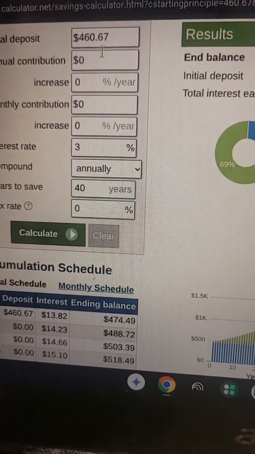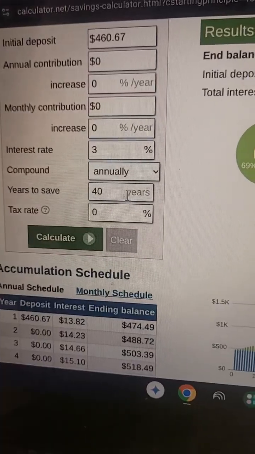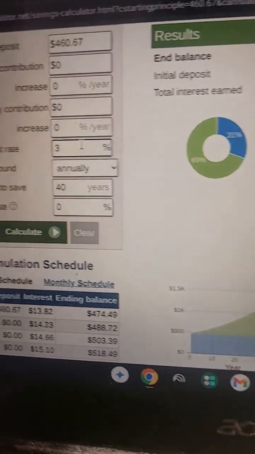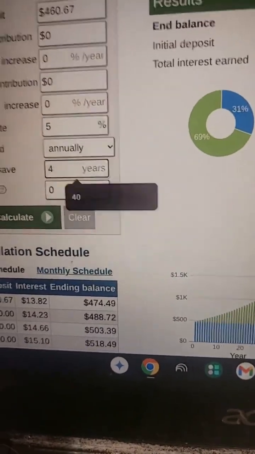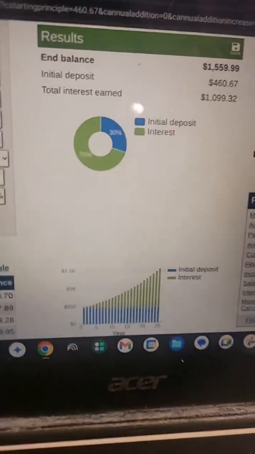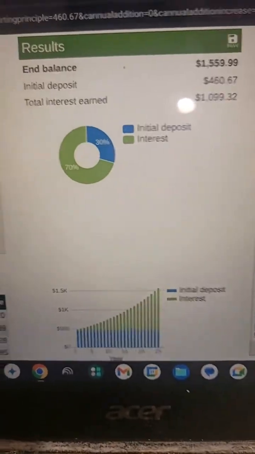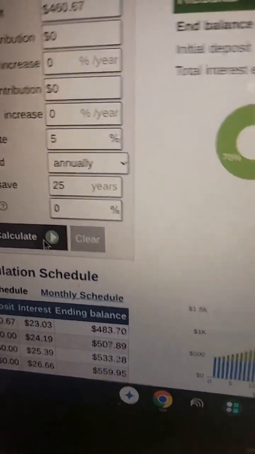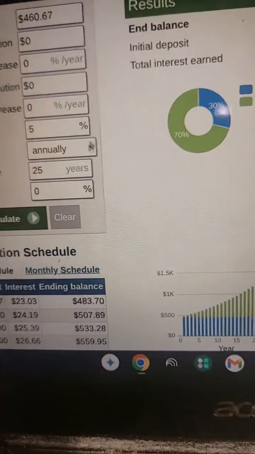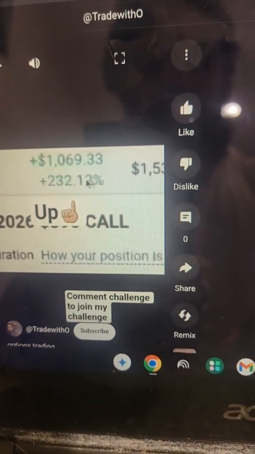$460.67 at 3% return, years to save 40, and then the end balance, as you can see right there, it would take 40 years. And if you get a savings account that has 5% right now, it would take you about 25 years to make about the same if you put in $460.67, like what I did with the option. The end balance is right here. See? And the amount of years it would take. And you come here, this was less than a year on option trading.